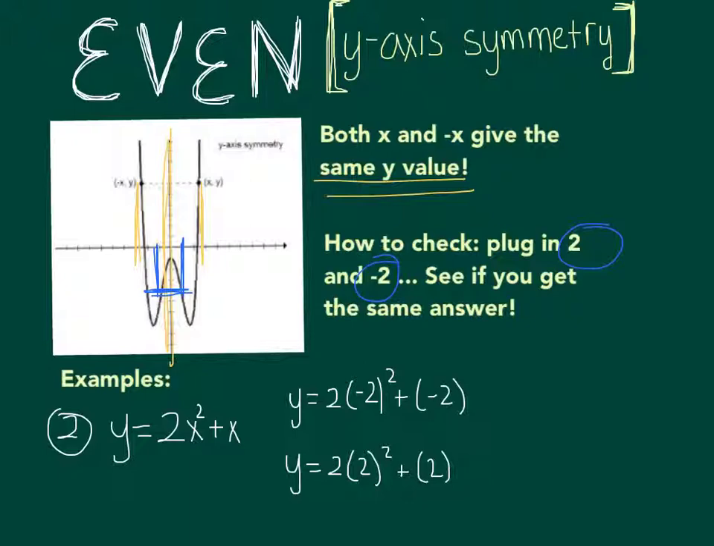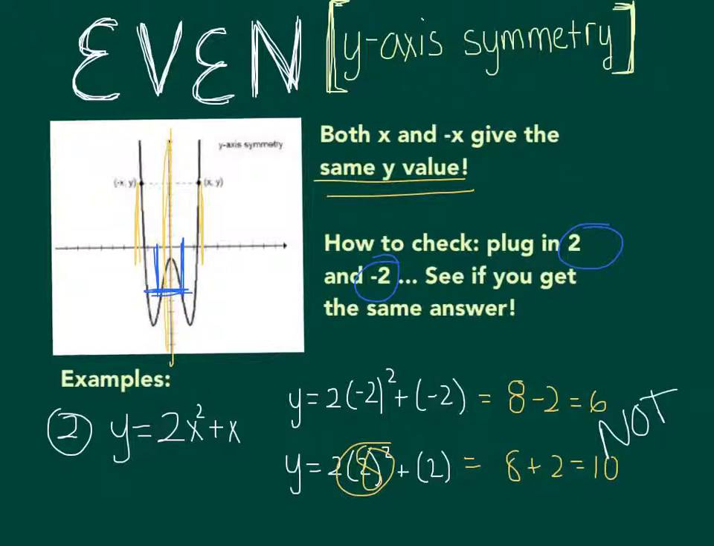Let's look at another example now. I've taken pretty much the same equation, but tacked on this plus x at the end. So here again I did y equals 2 times negative 2 squared plus negative 2. So that is going to equal 8 minus 2, so that will be 6. This bottom one, again, this part is an 8, so now we have 8 plus 2, and that's 10. So since I got different answers, this is not an even function.